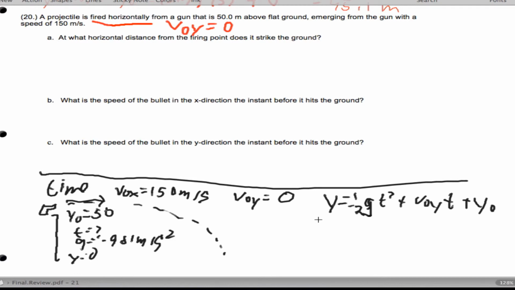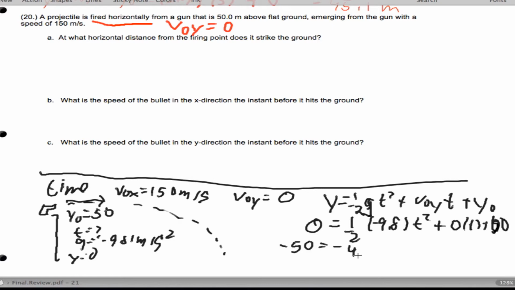I'm then going to continue plugging in numbers. 0 equals 1/2 times negative 9.8 times t squared plus 0 times t plus 0. Sorry, y naught is 50. So we're going to end up getting that negative 50 equals negative 4.9 t squared. When we solve for t, we're going to get t equals 3.2 seconds. That is not what we are asked for in A, B, or C. It's just whenever you have a problem like this, solve for the time.